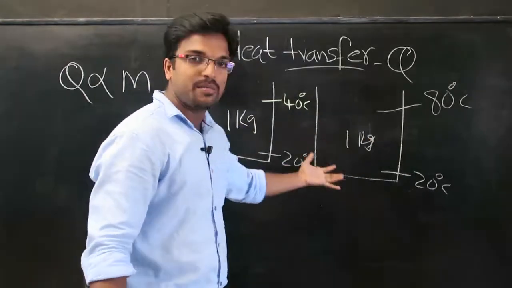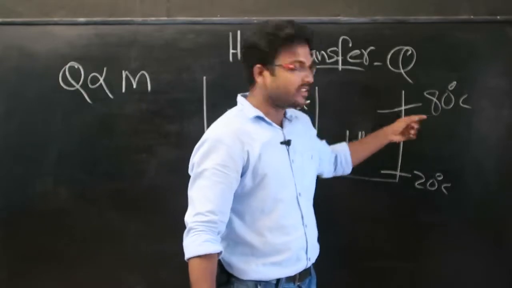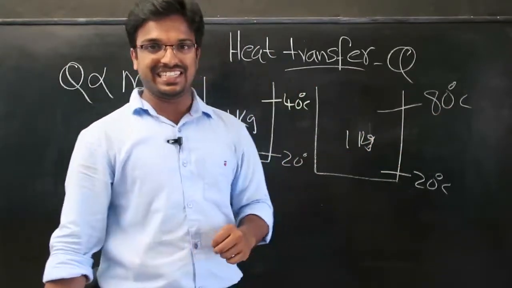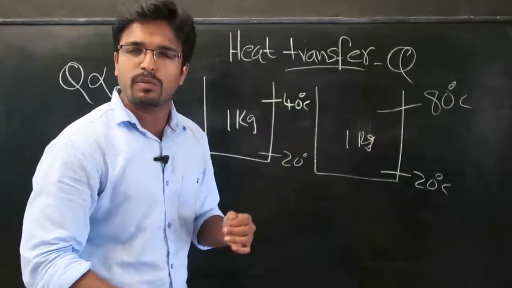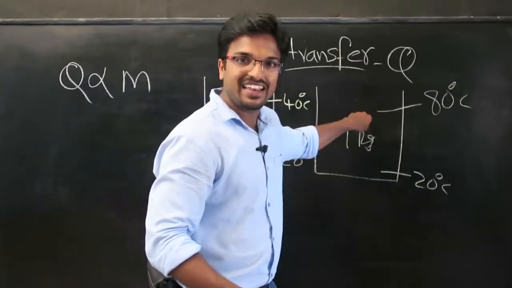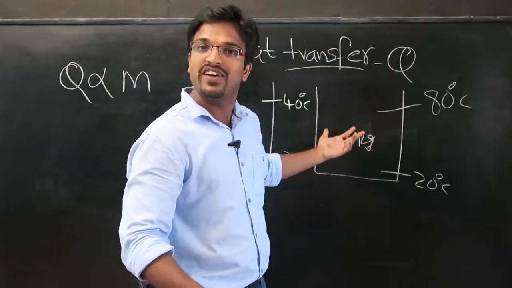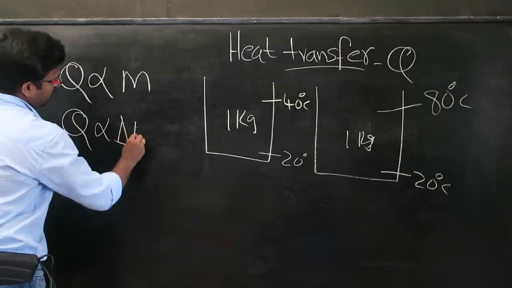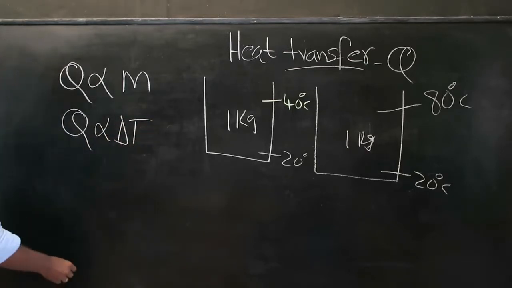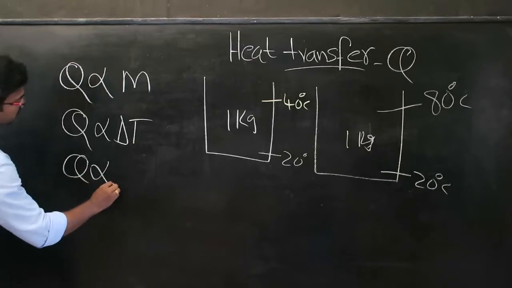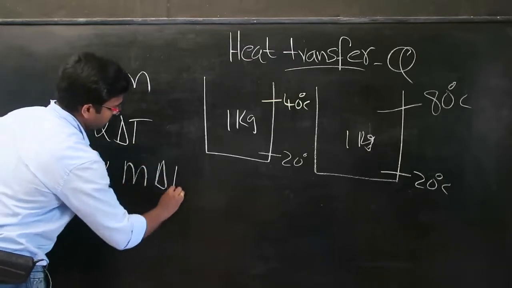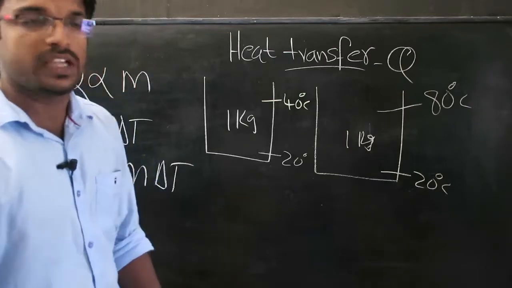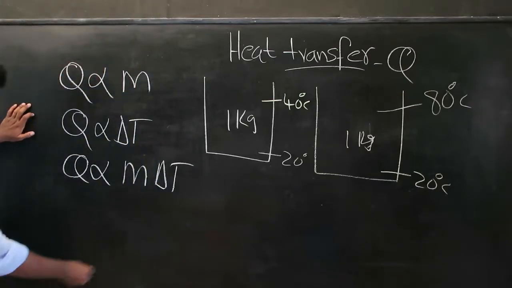Both have the same mass, but in this case the final temperature is 80 degrees Celsius, and here it is only 40 degrees Celsius. So can you tell me in which case I might have given more heat? This case, right? Because the temperature difference is very high. So I can write heat transfer is directly proportional to temperature difference, or heat is directly proportional to m into delta T. So we know that by using a proportionality constant we can equate the heat transfer and these terms.